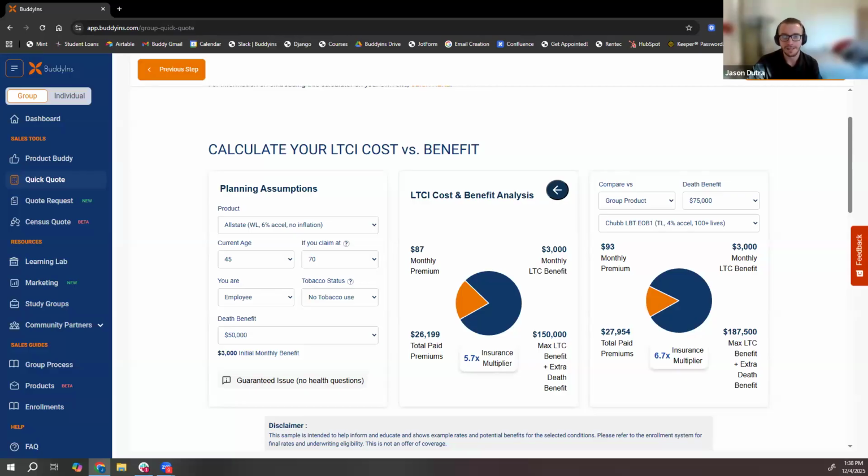And I think that's what this really helps to show, right? You can get to a plan that is affordable for most everyone who finds this important at the end of the day. And underwriting is not a roadblock.